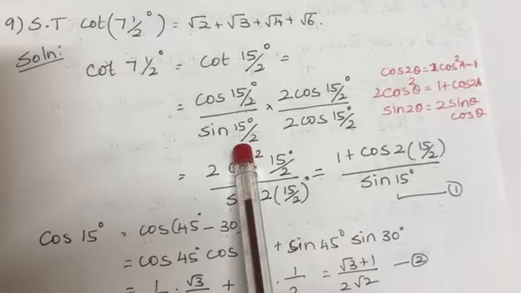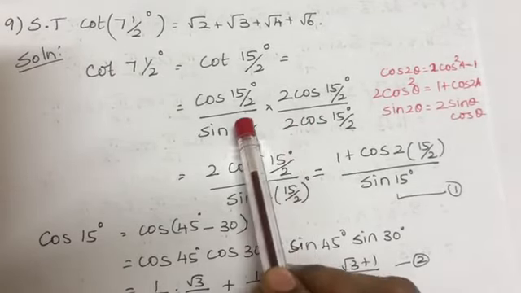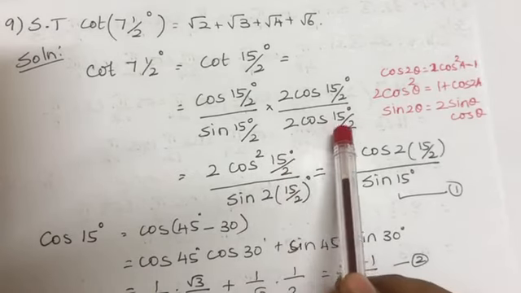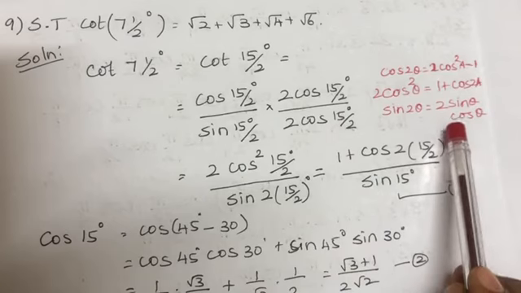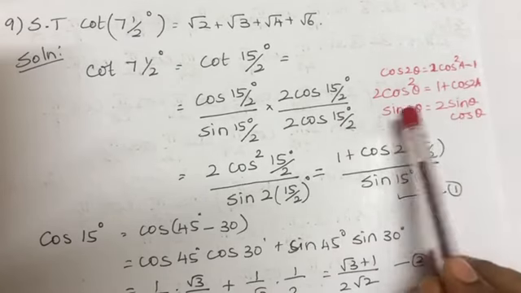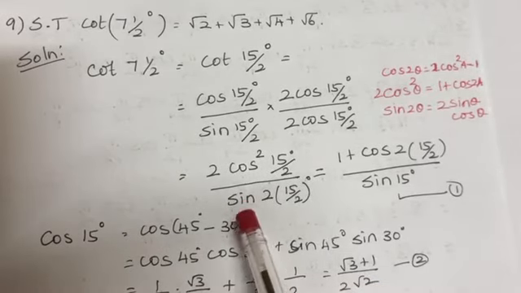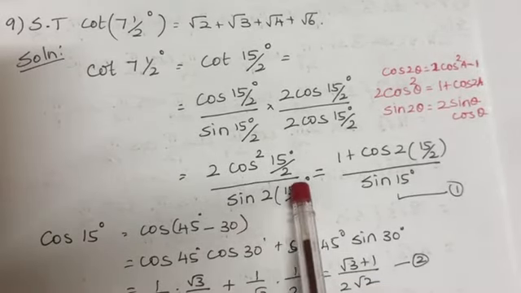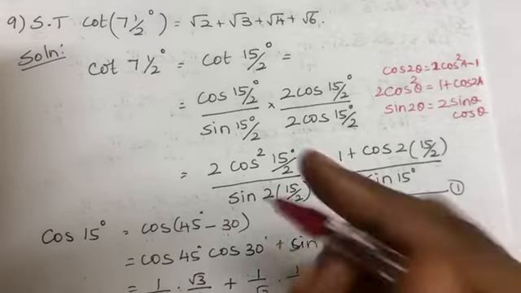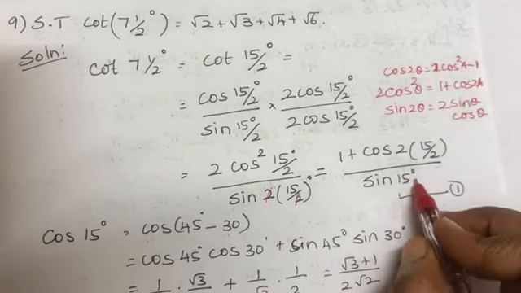Here in the denominator, 2 sin theta cos theta. That is 2 sin 15 by 2 cos 15 by 2. 2 sin 15 by 2 cos 15 by 2 means it is sin 2 theta. 2 sin theta cos theta, now it is sin 2 theta. So, I write the denominator as sin 2 into 15 by 2. Here 2 and 2 will get cancelled, so it will become sin 15.